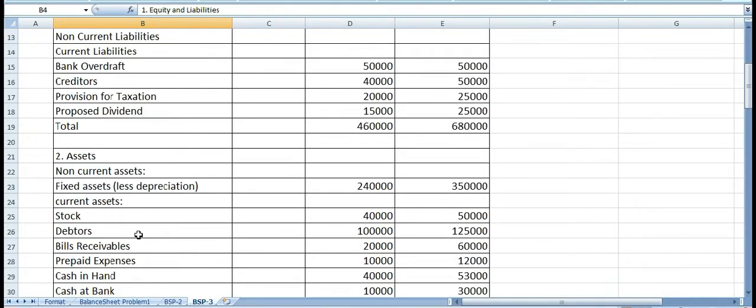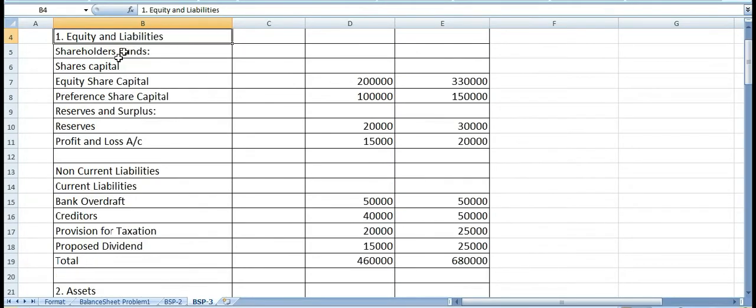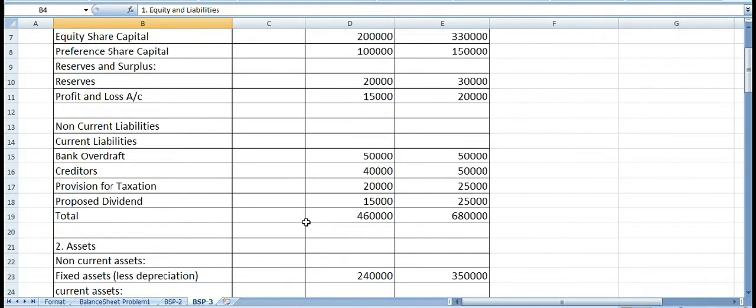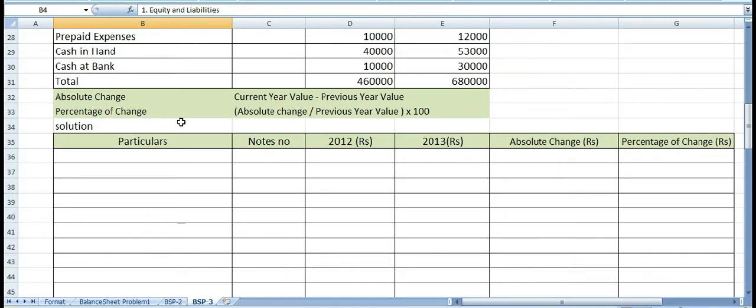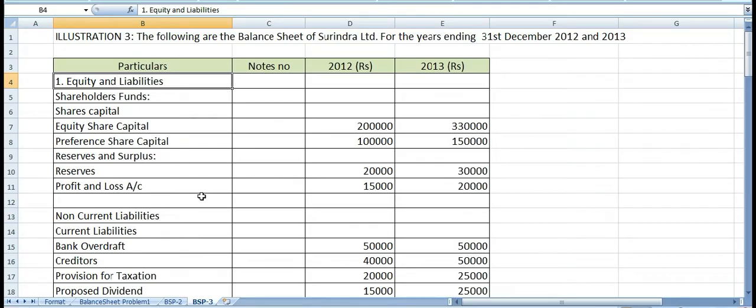If you check the total value of assets, it is 4,60,000 rupees and 6,80,000 rupees. It will be equal to the sum of equity and liability. The total will be 4,60,000 and 6,80,000 rupees. For starting this problem, we can directly make use of the same format. It's easy to calculate the comparative analysis; we have to calculate only the absolute change and the percentage of change, because the posting values are given exactly in the same category. So we need not rework the posting of items within the particular category.